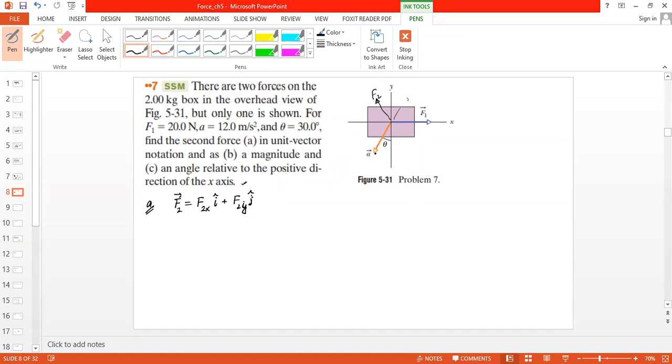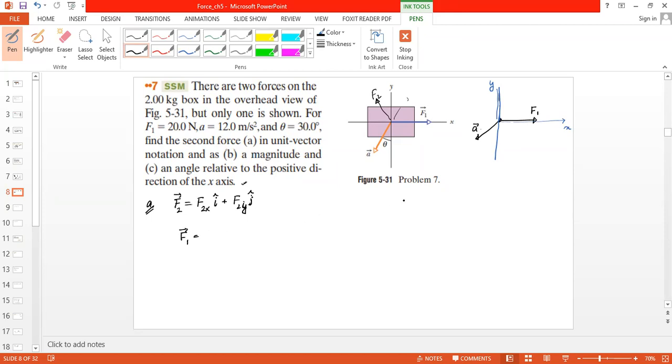Now let's draw a free body diagram for this object. It has F1 along this way, and acceleration acting along this way. This is my x-axis. Sorry, this is my y-axis, by the way, and this is the x direction.